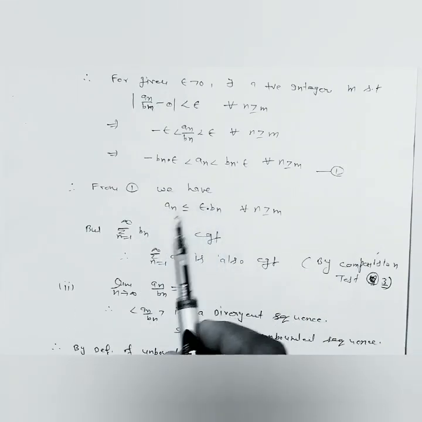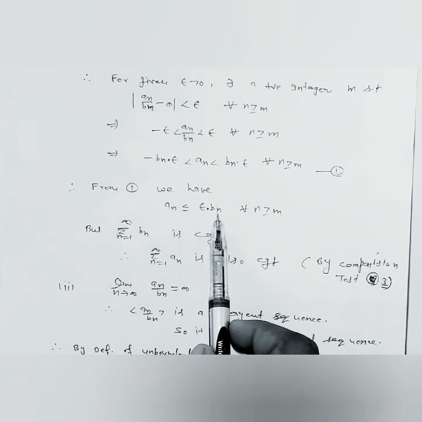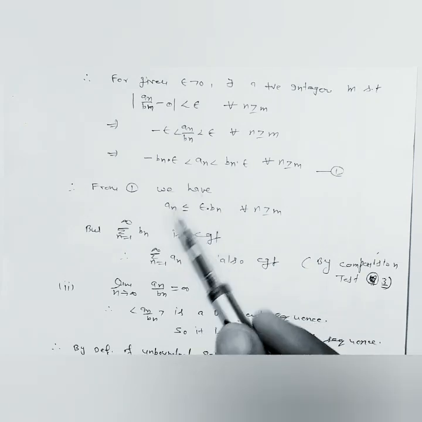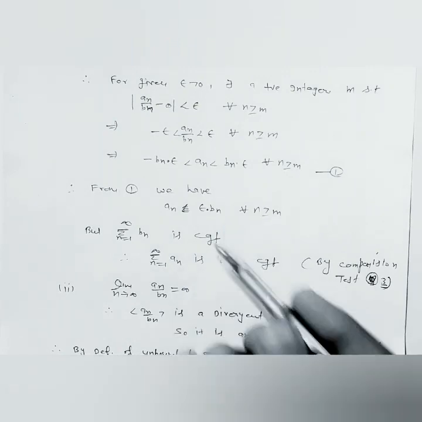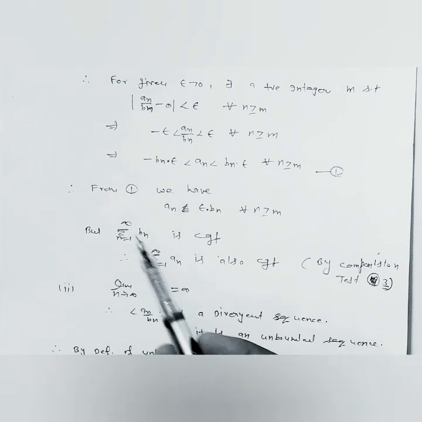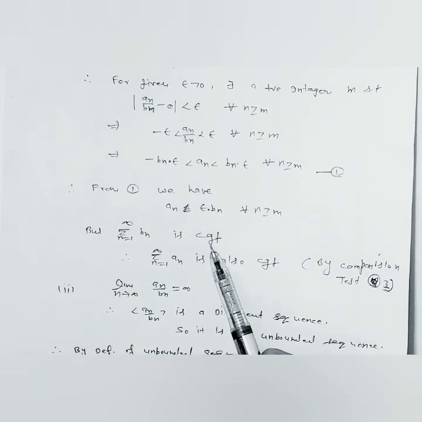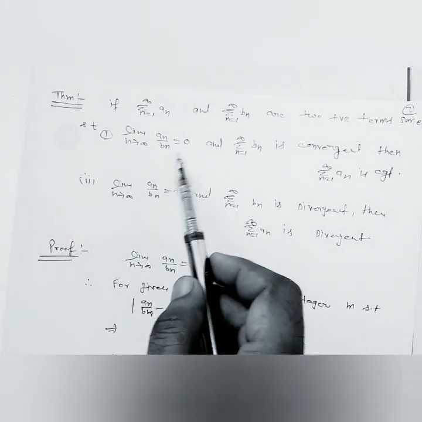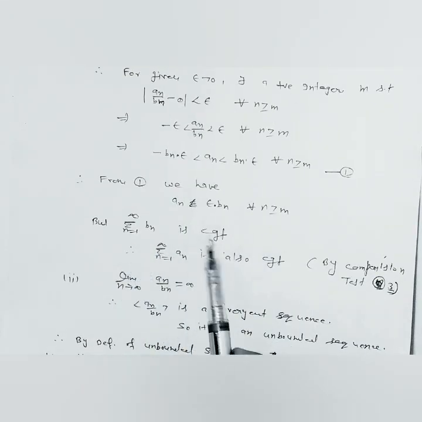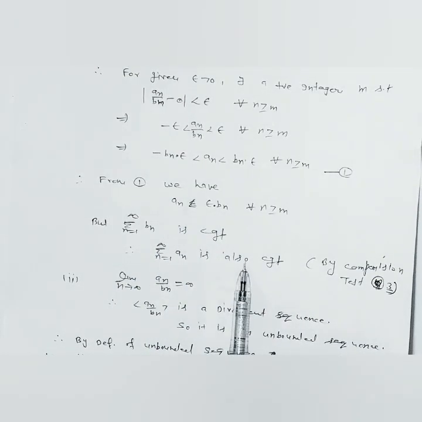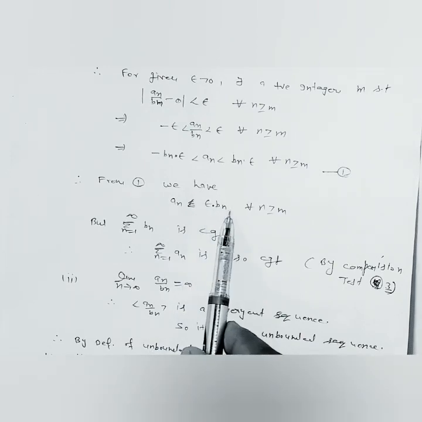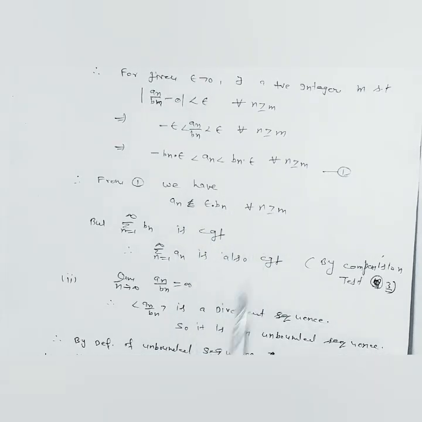From 1 we have an is less than epsilon times bn for all n greater than or equal to m. Therefore summation bn is convergent. Therefore for the first part, if an by bn limit is equal to 0 and bn is convergent, we have to show that an is also convergent. So for the first part, bn is convergent, so an is also convergent by the comparison test third.